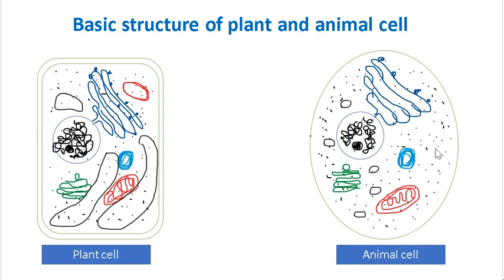In case of animal cell, they have one structure which is totally absent in the plant cell, and that is called the centrosome. So here I am drawing the centrosome. So it is called the centrosome. The centrosome is a region surrounding the centrioles, and it is mainly located near the nucleus.